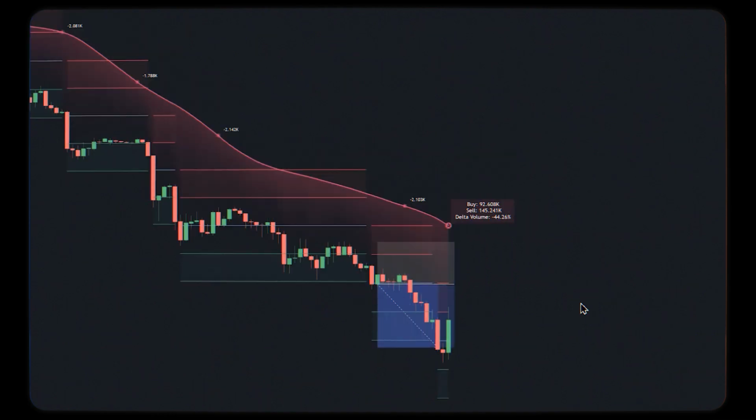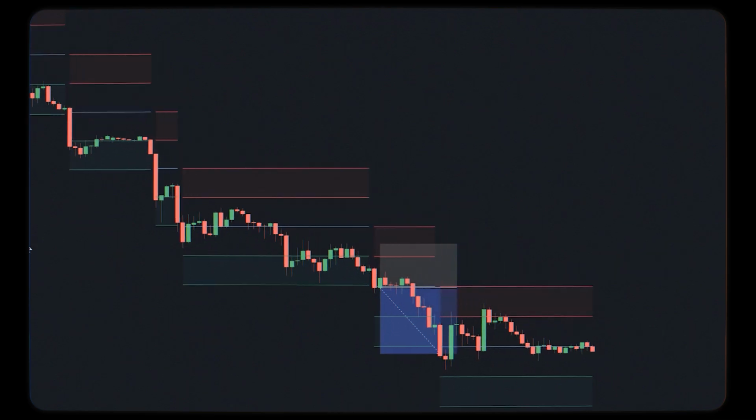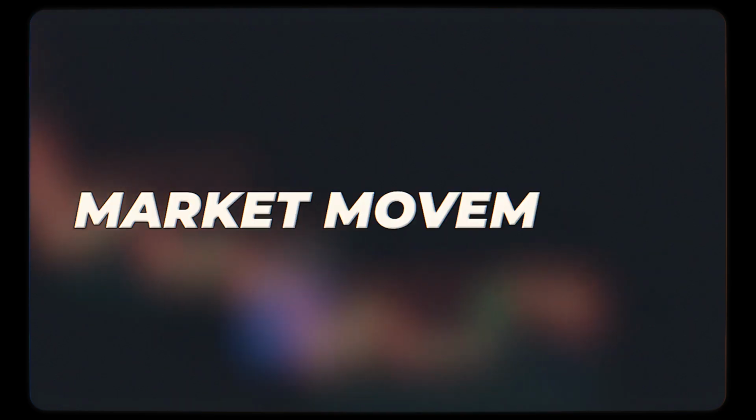Ladies and gentlemen, the predictive ranges indicator is a valuable tool for traders seeking to enhance their ability to anticipate market movements, identify critical support and resistance levels, and stay aligned with the prevailing trends.